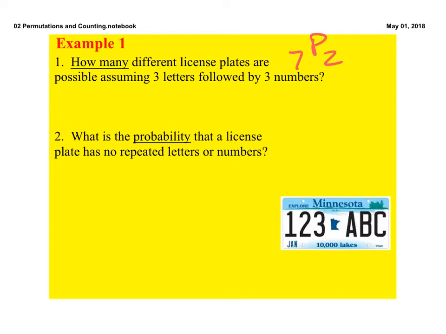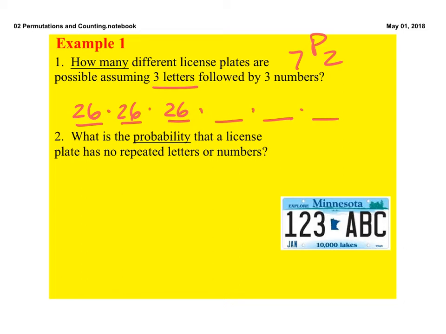Okay, how many different license plates are possible, assuming 3 letters followed by 3 numbers? So I'm going to make a blank for each of these things. And remember me saying you multiply your choices? Okay, and how many choices are there for the letters? Well, if there are 26 letters in the alphabet, then you have 26 choices. Assuming for a moment that you can repeat the letters, which you can, I've seen it on license plates before, then 26 times 26. If you couldn't repeat, you'd say 26 times 25 times 24. But if we can repeat, it's going to go like this.